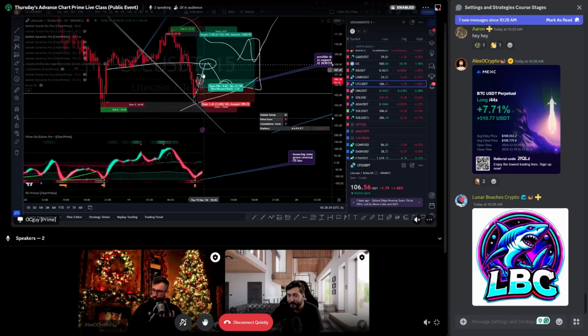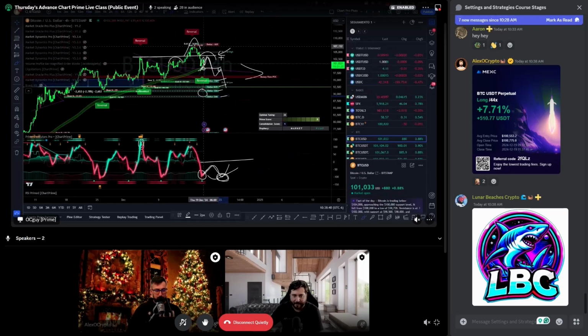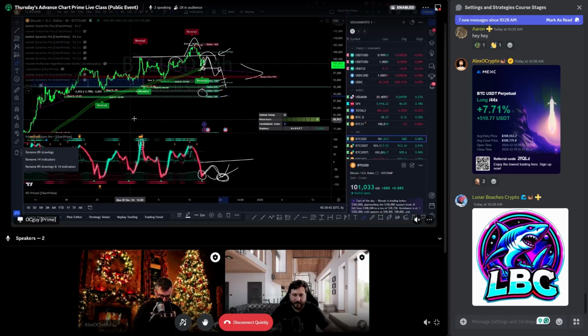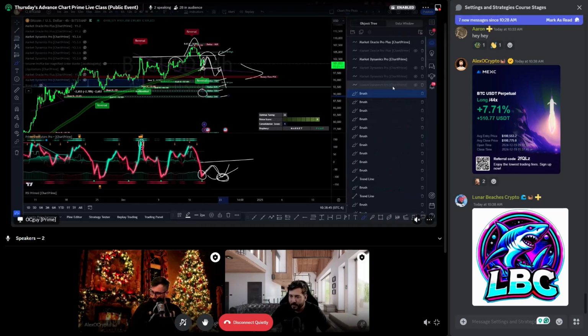Still waiting for a full candle close into the green, and then I move to entry, right? So let's just keep track of what's happening here. I'm not going to be deleting everything, but most of the things in here.